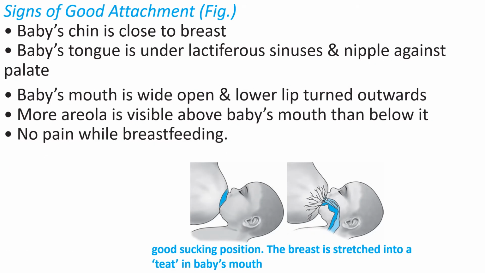Signs of good attachment, as the figure shows. Baby's chin is close to breast. Baby's tongue is under lactiferous sinuses and nipple against palate. Baby's mouth is wide open and lower lip turned outwards. More areola is visible above baby's mouth than below it. No pain while breastfeeding.